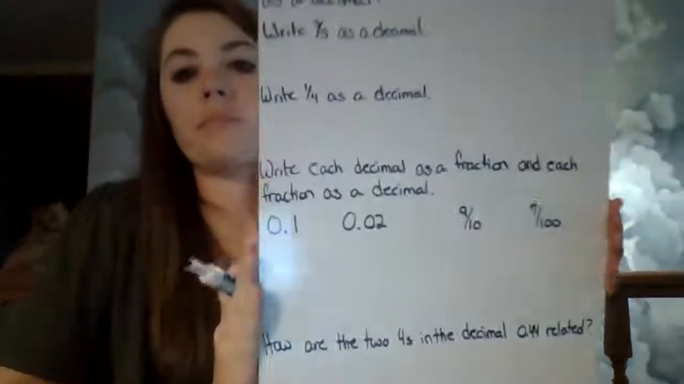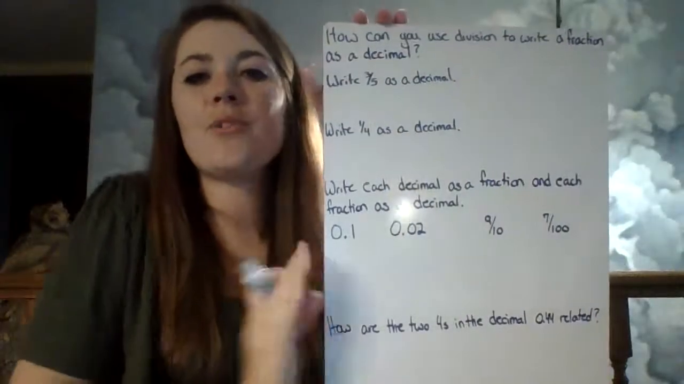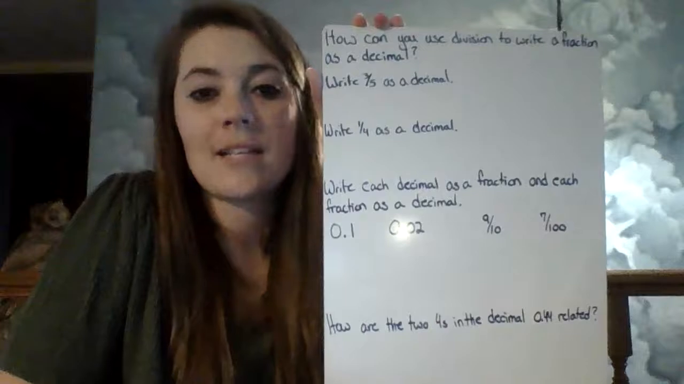Alrighty. So your key word for this lesson, because what we're looking at is going from our fractions to decimals, your key word is decimals. Key word is decimals. Alrighty? Okay. So our next part: how can you use division to write a fraction as a decimal?